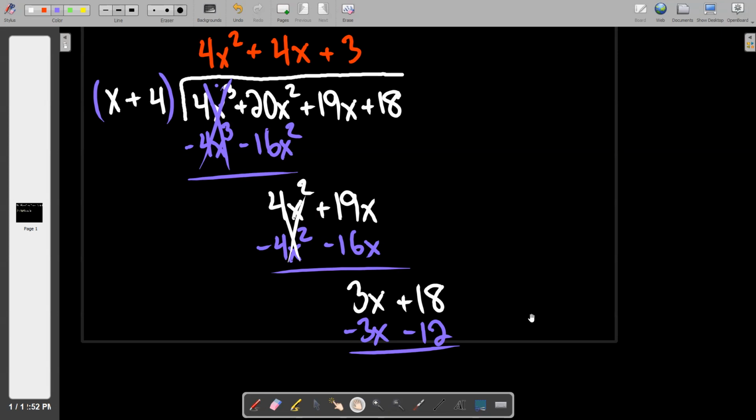I'm not saying that this will happen every time, but I'm saying that it's now in play. And you can expect now that this doesn't necessarily mean you made a mistake. What this means is now we're doing problems that have remainders. So when I add these together, my 3x's of course cancel. But then when I add the 18 and the negative 12 together, I get 6. This one ends with a remainder of 6.